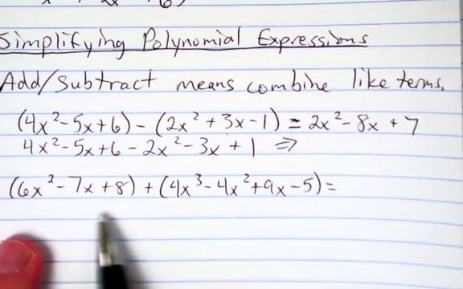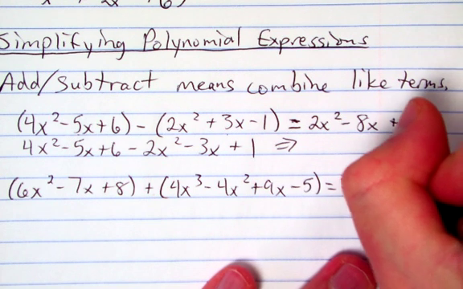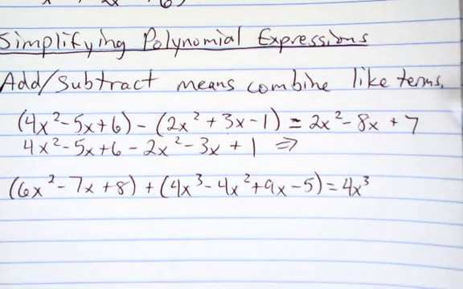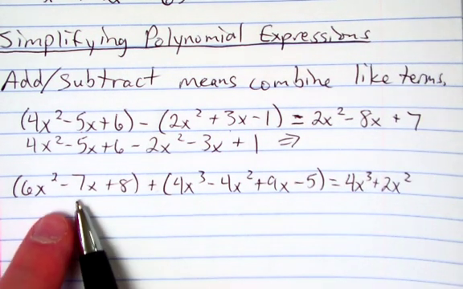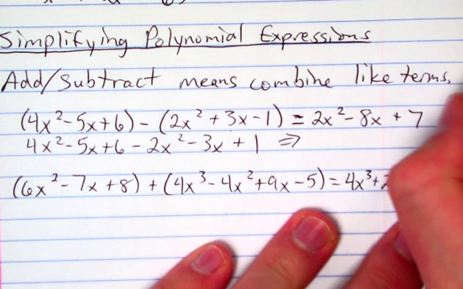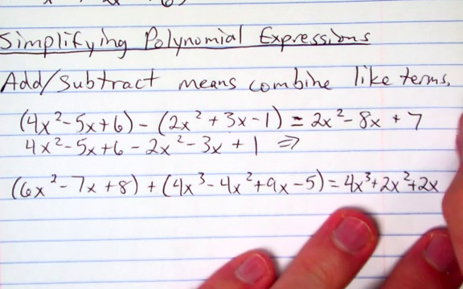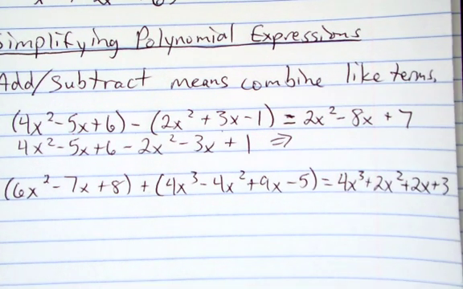If I look at this, I notice I only have one x cubed term, so I'm just going to put the positive 4x cubed first. Next, I have a 6x squared and a minus 4x squared, so that's a positive 2x squared. I have a negative 7x and a positive 9x, so that's a positive 2x. Then I have a positive 8 and a negative 5, so that's going to be plus 3. And there's my answer for adding those polynomials together. So adding and subtracting is fairly simple. It's just combining like terms.